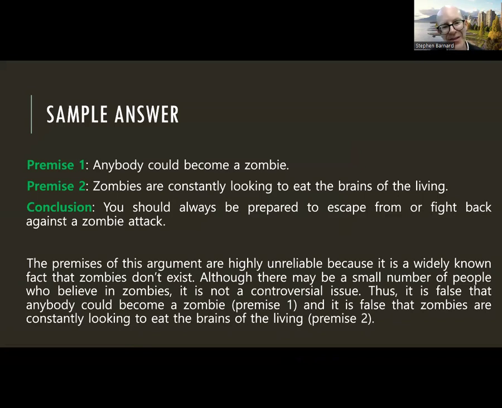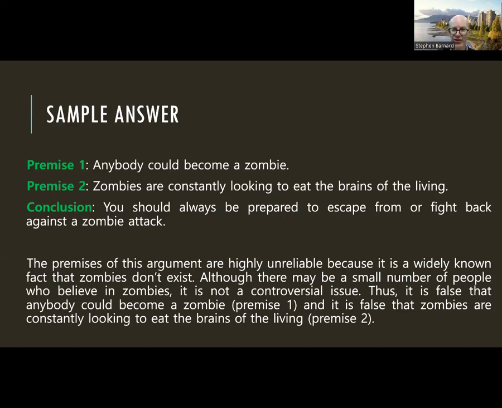Now, in this case, the premises of the argument are highly unreliable, and I've made this example deliberately unreliable because it's widely known that zombies don't exist. There might be a small group of people who do believe in zombies, but it's not a controversial issue. There's a broad consensus that even the existence of zombies is scientifically impossible. And thus it's impossible for anyone to become a zombie, which means that premise number one is highly unreliable.